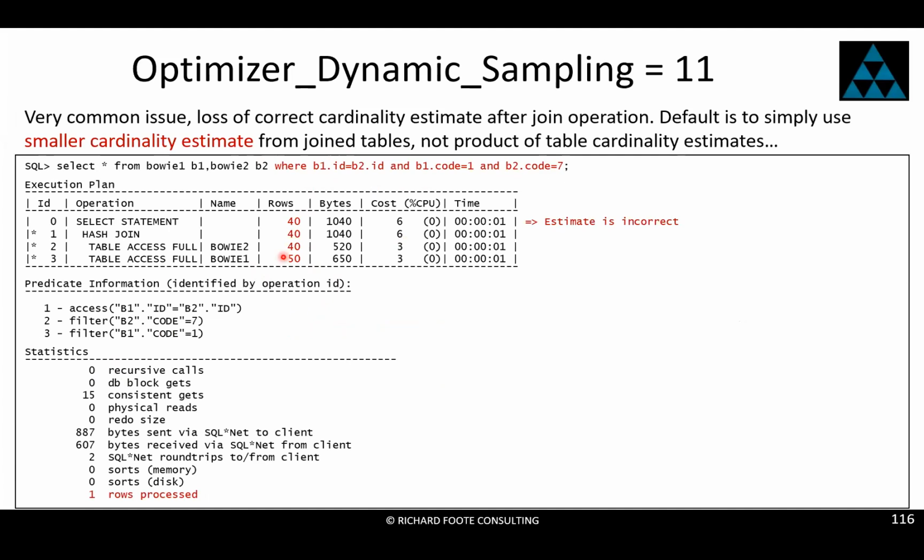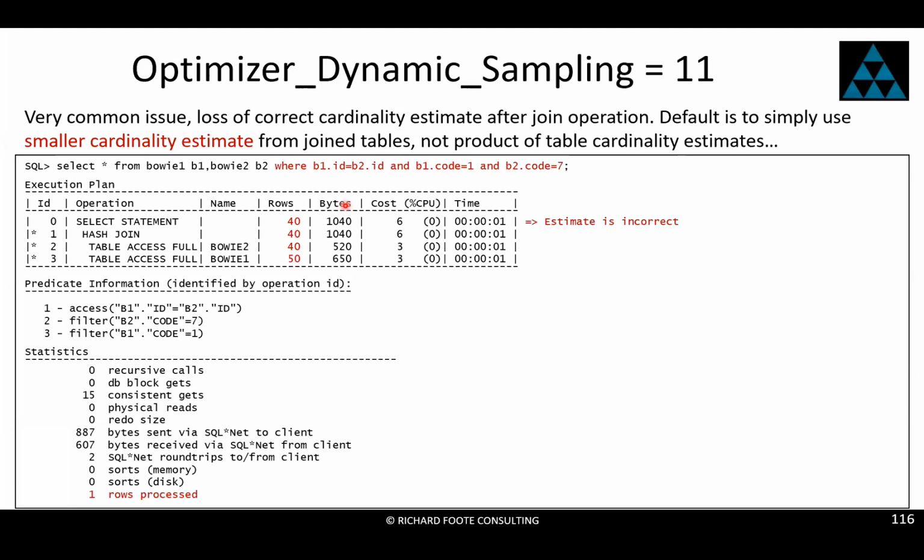Oracle knows roughly how many rows it's going to get from the selectivity on one table, because it can work that out from the predicate, where B1 equals code 1 equals 1. I think I'm going to get 40 here, and about 50 rows from there. But when I do the join based on the IDs of these values, how many rows am I going to get now? There's no easy way for Oracle to know this.